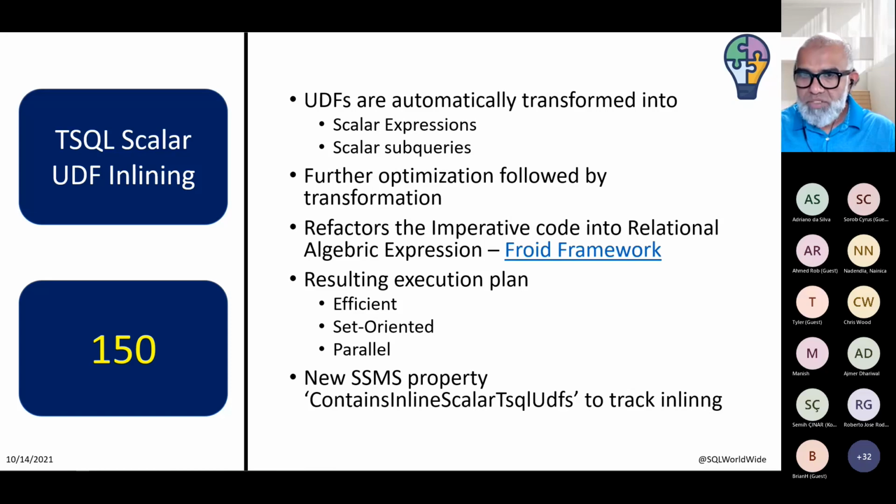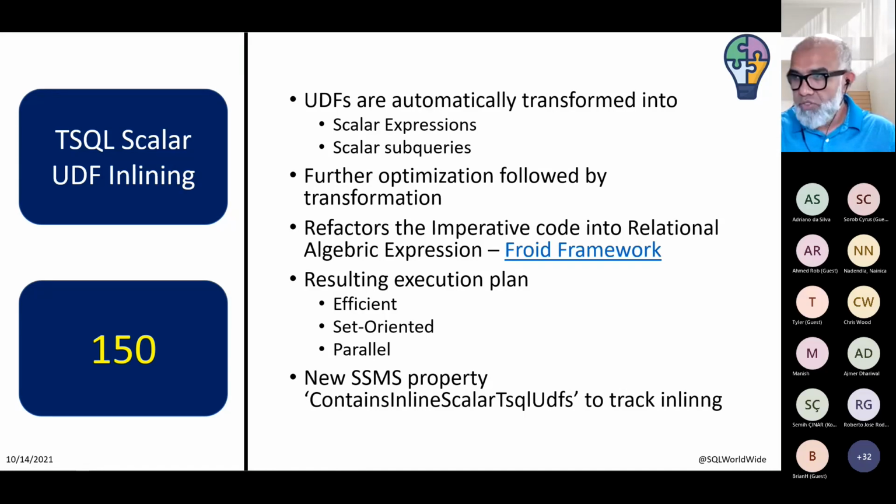Now, does it guarantee that every function is going to be inlined? No. So I put in a URL. Please go and read about it. There are a lot of restrictions. If you have these things in your functions, it cannot be inlined. There is a catalog view, a system view, that I'll show you. It shows if your function in theory qualifies to be inlined, but that doesn't guarantee it will be. And also in the execution plan, there are new properties to see if your function got inlined or not.